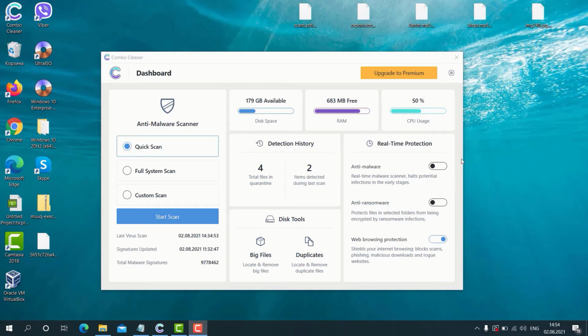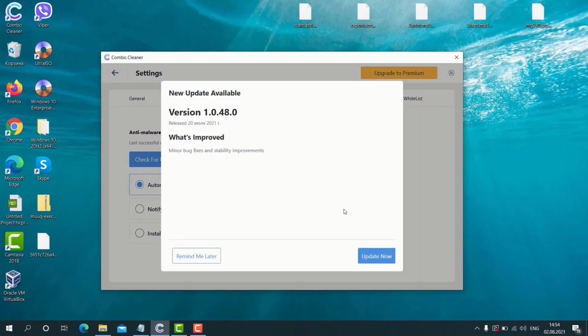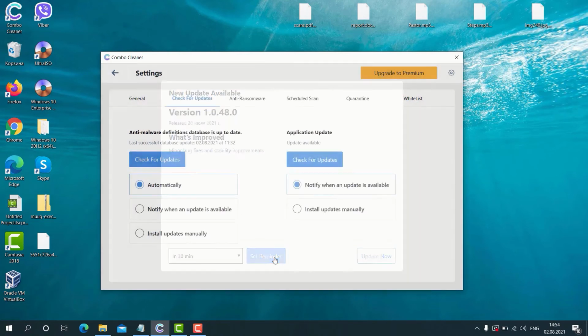So you will only be able to activate these two important security mechanisms with the premium version of the program. Anti-malware scanner helps detect potential infections in the early stages. So that's the way to get your computer fully protected against all possible threats, infections, viruses, and other types of malware. Anti-ransomware feature, once it is enabled, protects your files from being encrypted. By the way, you may add a special folder where you will store all your important documentation that will be duly protected by the Combo Cleaner antivirus.